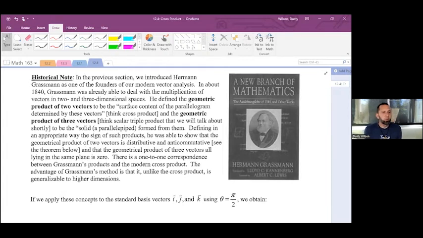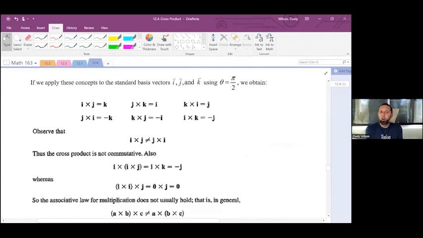Defining in an appropriate way the sign of such products, he was able to show that the geometric product of two vectors is distributive and anti-commutative. See the theorem below. And that the geometric product of three vectors all lying in the same plane is zero. There's a one-to-one correspondence between Grassmann's products and the modern cross product. The advantage of Grassmann's method is that, unlike the cross product, it is generalizable to higher dimensions.